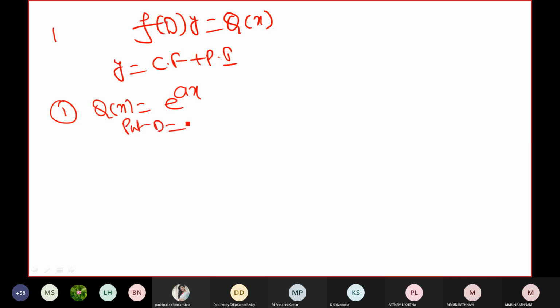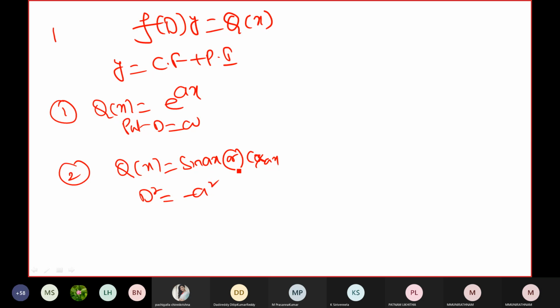Method 2: if q of x is in the form of sin ax or cos ax, then we replace d square by minus a square. Now we go for method 3, where q of x is x power n. Q of x is in the form of x power n.